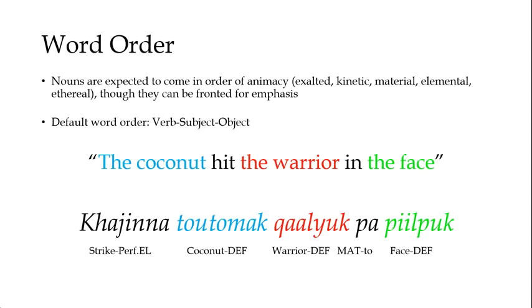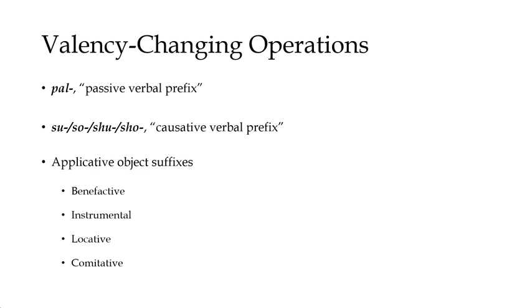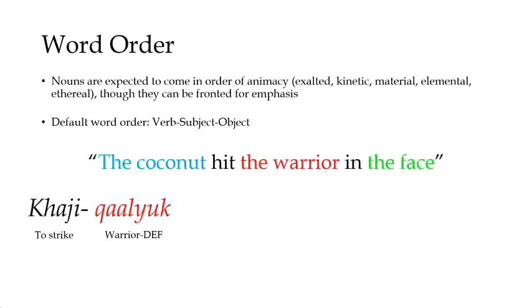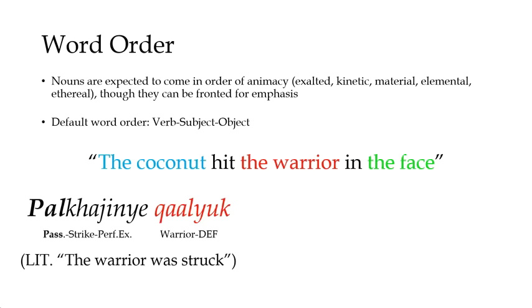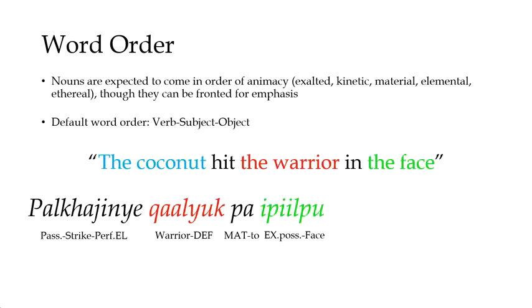However, the sentence still needs to fit the default VSO word order, so to ensure nouns can fulfill these roles and simultaneously maintain the order of animacy, Oqolaawak uses a series of voicing tricks and valency-changing operations. Firstly, as an exalted noun, the warrior needs to come first and must therefore be the subject, which we can achieve by passivizing the verb. Then comes the material noun, face, which we could render as part of a prepositional phrase, but actually, it would probably be more intuitive to a native speaker to use an applicative construction.